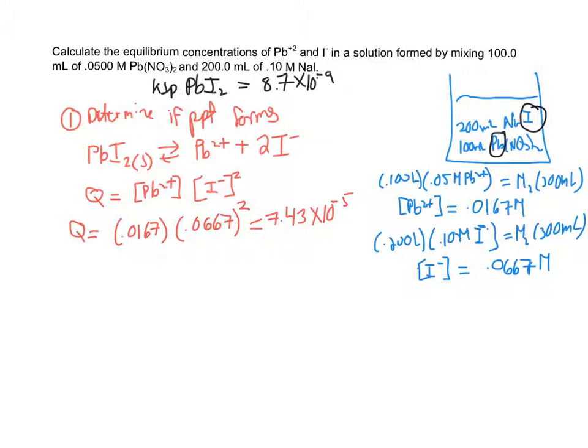I'm going to compare that to our K, so our Q is larger than our Ksp, which tells us our product to reactant ratio right now is too large compared to what it would be at equilibrium. So if my products are too many, that means it's going to shift to the left to make a precipitate, and therefore a precipitate forms.